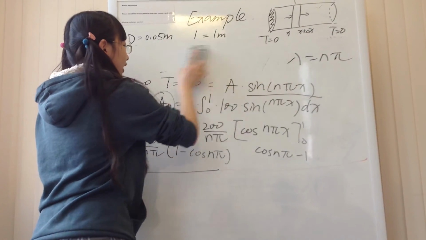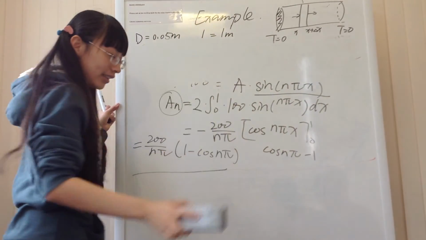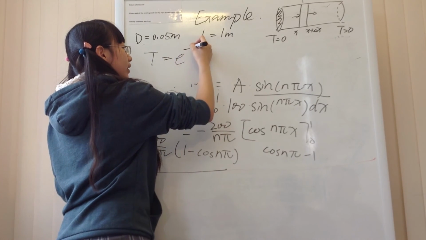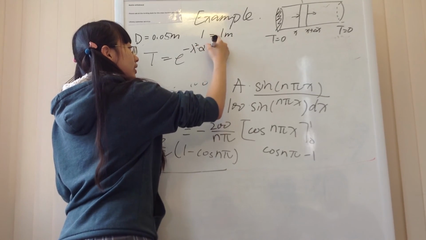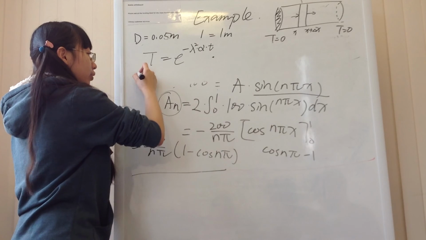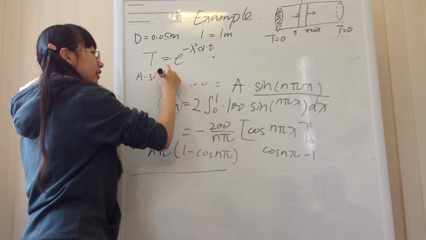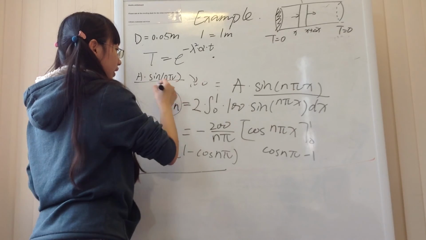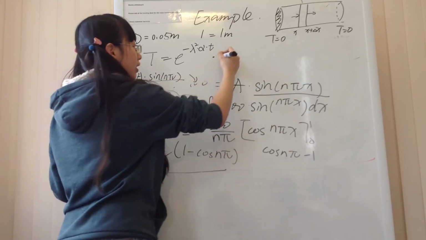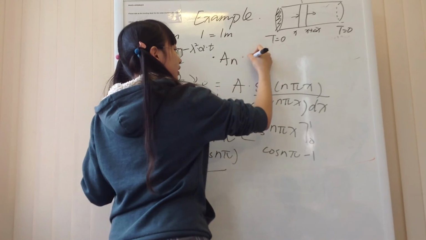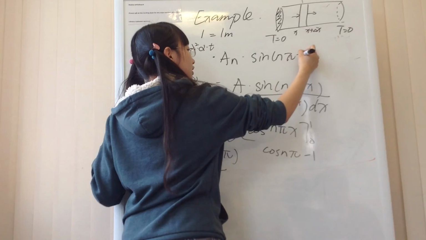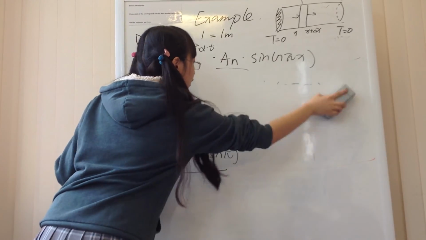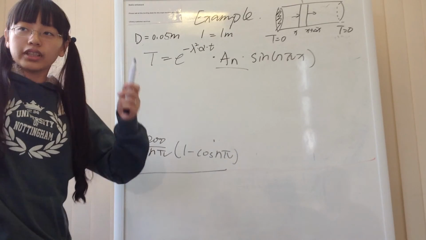And then we can very happily say t equals e to the power of minus lambda squared times alpha times time, times what is left, which should be a times sine n pi x. Because this equals that equation, summing to 100, we express them in this kind of form, so it becomes an times sine n pi x, where an equals that. That's the end.